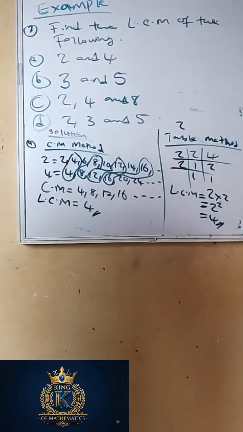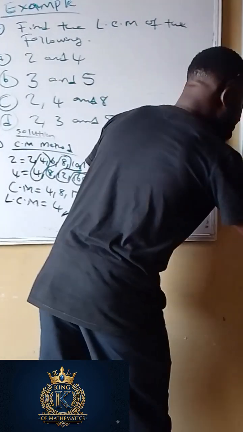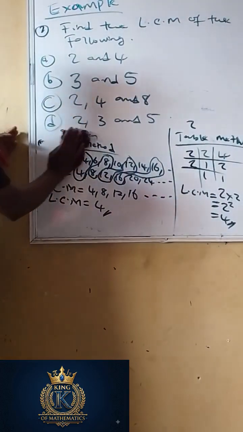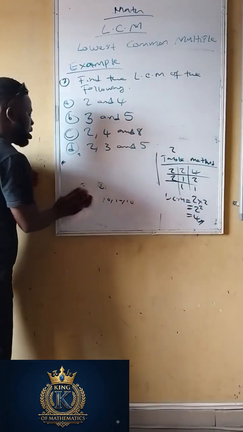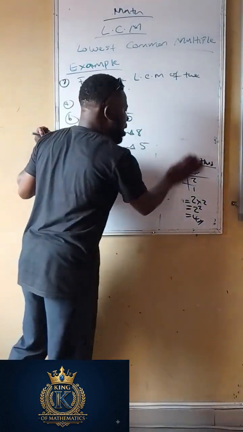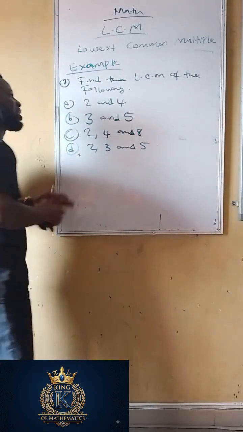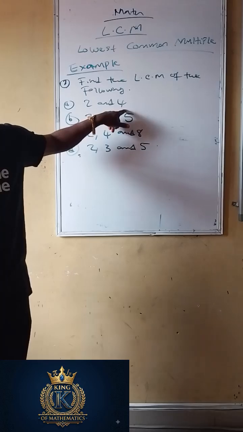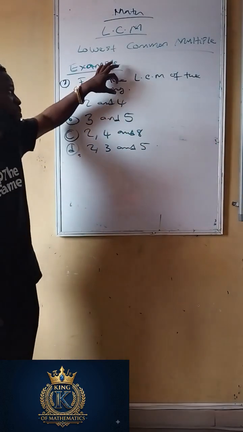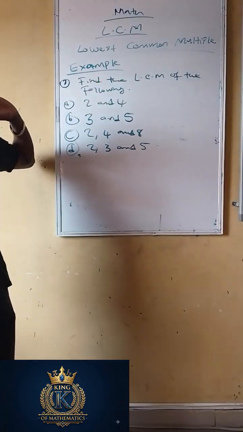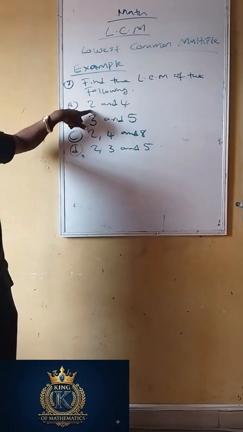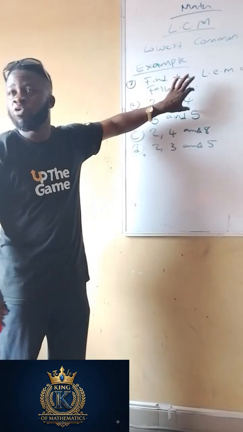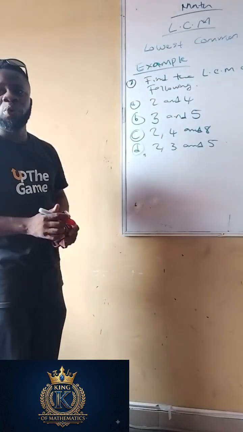Let's go to B and see how to solve that. For the B part, I'll be using the shorter method, which is the table method. Another thing I need to show you is that when you have numbers and the smaller number can go in the bigger number, your LCM is always the bigger number. You can see 2 can go in 4. Because 2 can go in 4, your LCM will be 4.